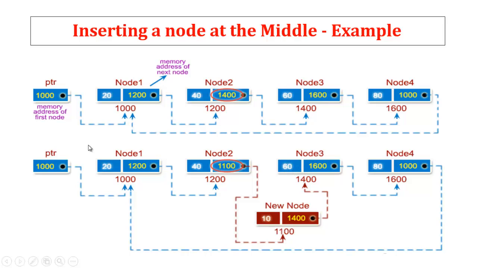Here we have 4 nodes, node 1, node 2, node 3, node 4. This is a new node. The node 2 address points to the newly created node. There is a certain adjustment to be made. We have to terminate the link from node 2 to node 3, and then create a link from the newly created node's next address to the node 3 address, that is 1400 pointing to the next node address, node 3, and so on. That is the way of inserting a node at middle.